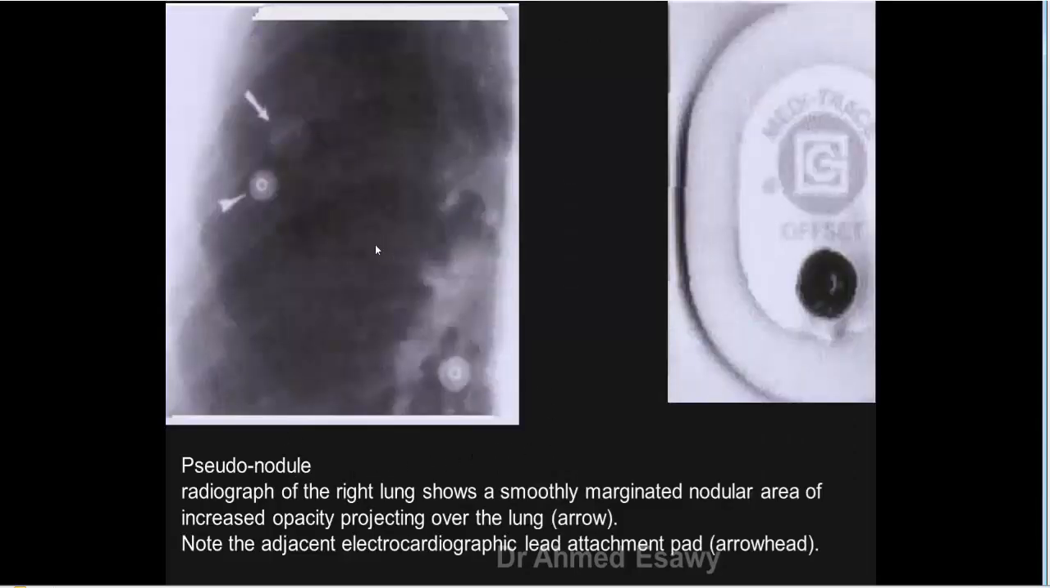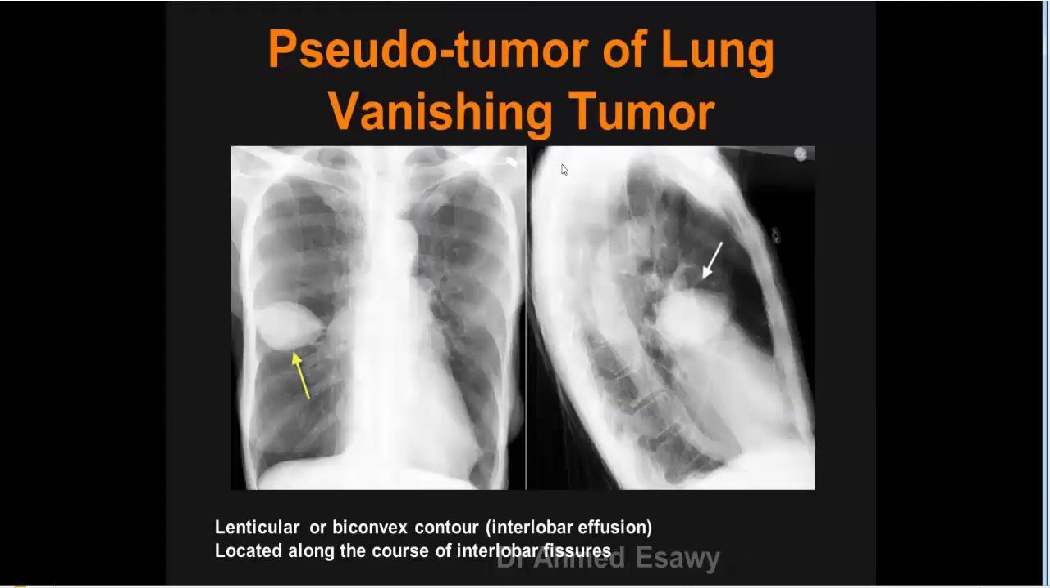Pseudonodule: a smooth marginated nodular area of increased opacity projecting over the lung. This is an ECG, electrocardiographic lead attachment pad. Pseudotumor of the lung, a vanishing tumor, which is present in congestive heart failure.